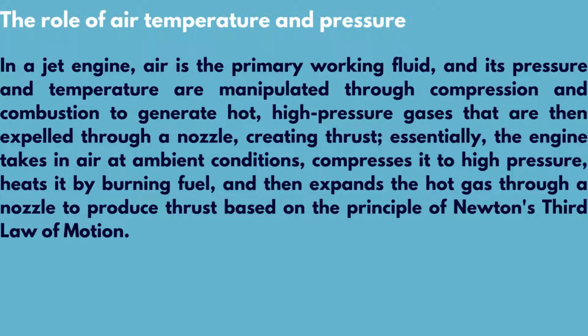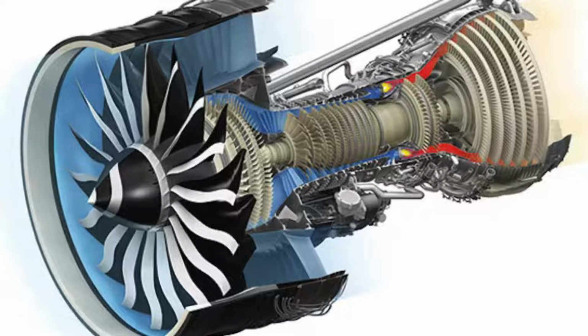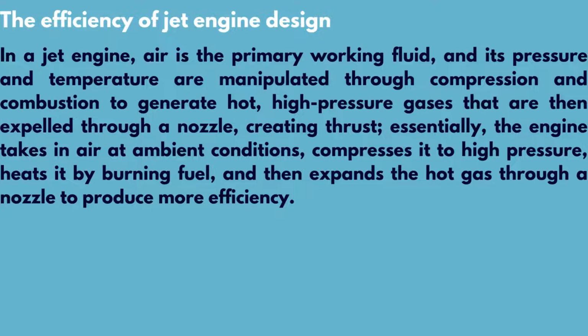The role of air. Temperature and pressure. In a jet engine, air is the primary working fluid, and its pressure and temperature are manipulated through compression and combustion to generate hot, high-pressure gases that are then expelled through a nozzle, creating thrust. Essentially, the engine takes in air at ambient conditions, compresses it to high pressure, heats it by burning fuel, and then expands the hot gas through a nozzle to produce thrust based on the principle of Newton's third law of motion. The efficiency of jet engine design.